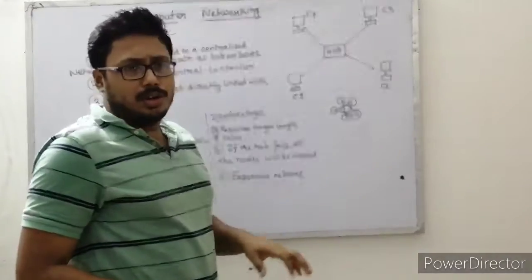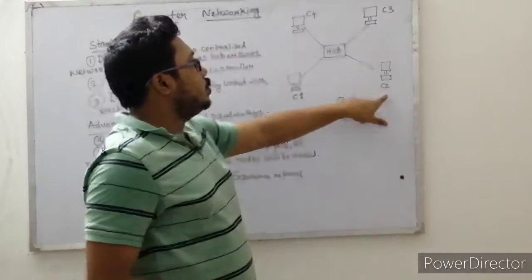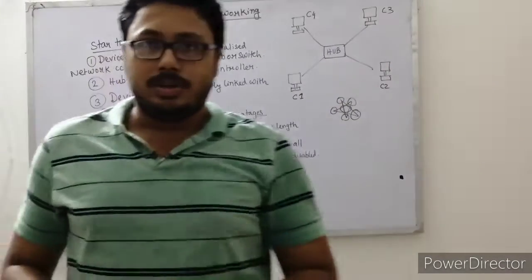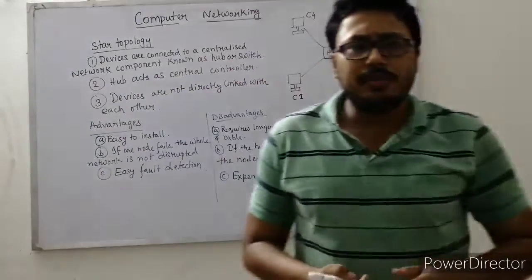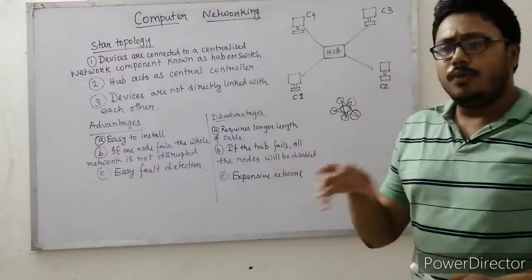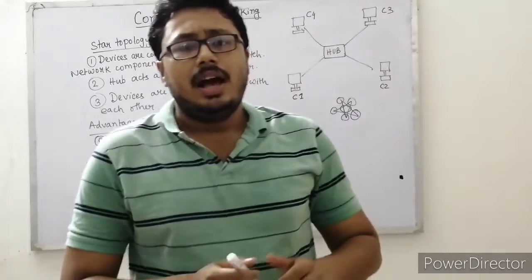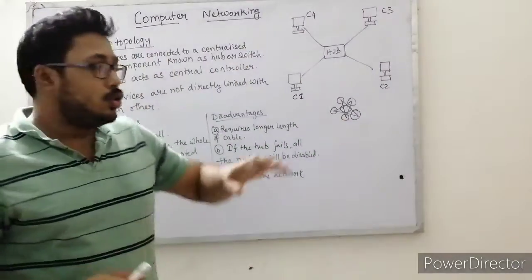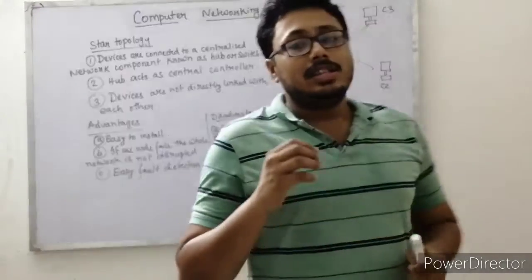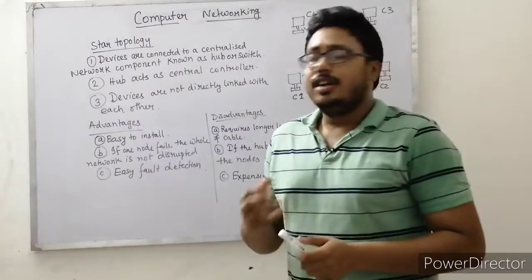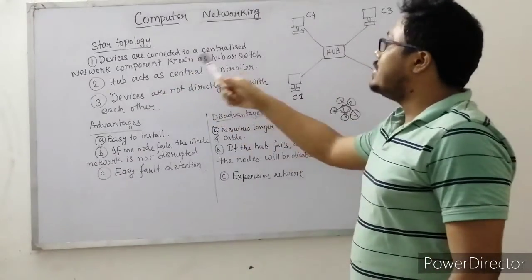All the computers will be connected with the central hub. See here C1, C2, C3, C4. These are all computers which are connected with the central hub. Now, what is the function of the central hub? It acts as a controller of all these computers. It sends the messages and interacts with the computers to tell what will be the function of each computer. So the star network is a centralized network. Coming to the first point, devices are connected to a centralized network.